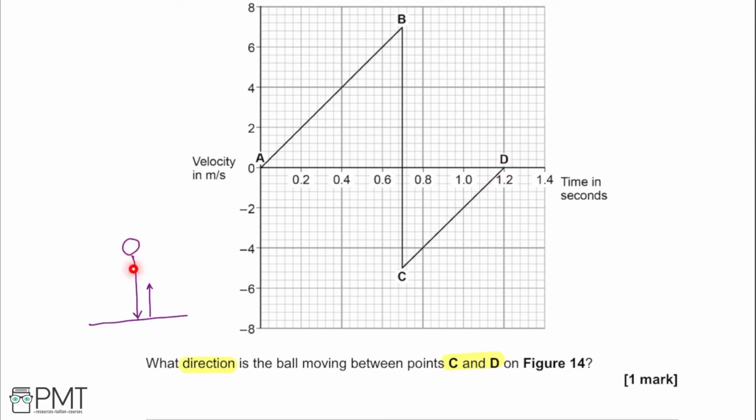So when it's going downwards, that's this portion of the graph between A and B, and it has a positive velocity. So the downwards direction of the ball has a positive velocity. And then when it's going upwards, it's going to obviously have the opposite. We can see this as the velocity is negative between the C and D portion of the graph. So the question is asking what direction is the ball moving between points C and D. And then we've seen on the little diagram here that it's going to be coming back up from the ground. So the answer is going to be upwards.